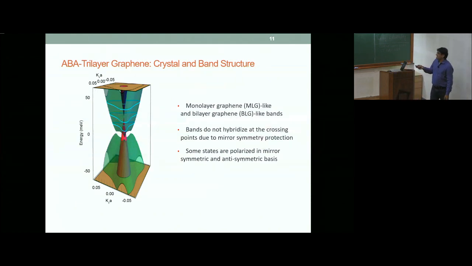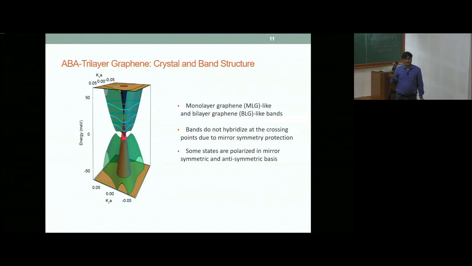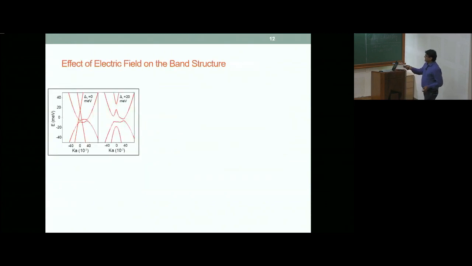Okay. And there is no electron-hole symmetry in this system, even in the absence of any electric field or any external potential. So the symmetry is already broken. And there is a small gap, and more about that in the next few slides. Okay, so in the absence of an electric field, these bands look like this.